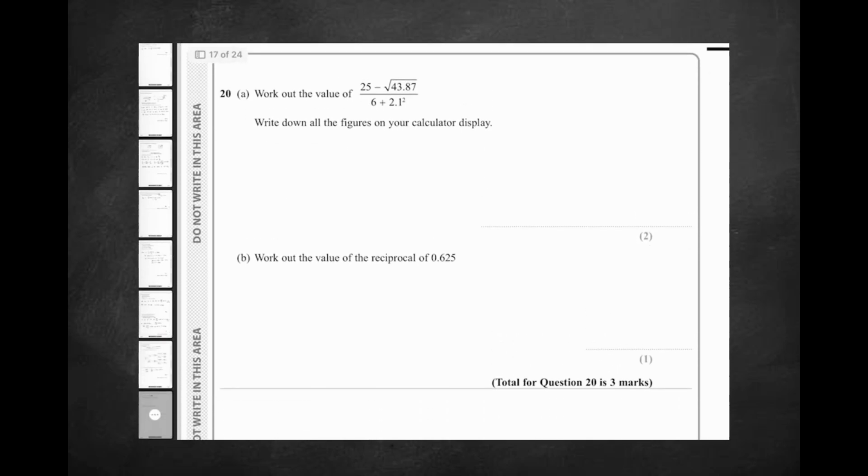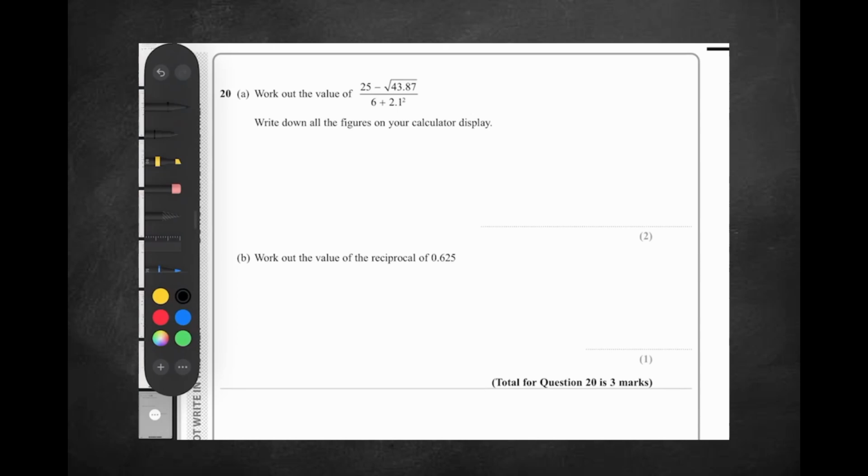Question 20. Work out the value of that lovely equation. Write down all the figures on your calculator display. So what I'm going to do first is the square root of 43.87. So I'm going to say 25 minus, and I've put that in my calculator. I've now got 6.623443213 over 6 plus 2.1 squared.